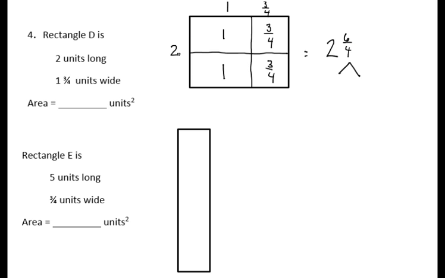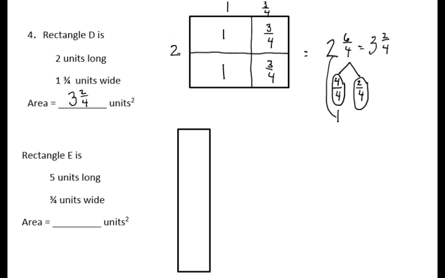I use my number bond to break this down into 4/4 and 2/4. I'm doing that because 4/4 is the same as one whole. I'll combine my whole numbers. That gives me 3 wholes, and then I have 2/4 left over. So a rectangle that is 2 units long and 1 3/4 units wide has an area of 3 2/4 square units.